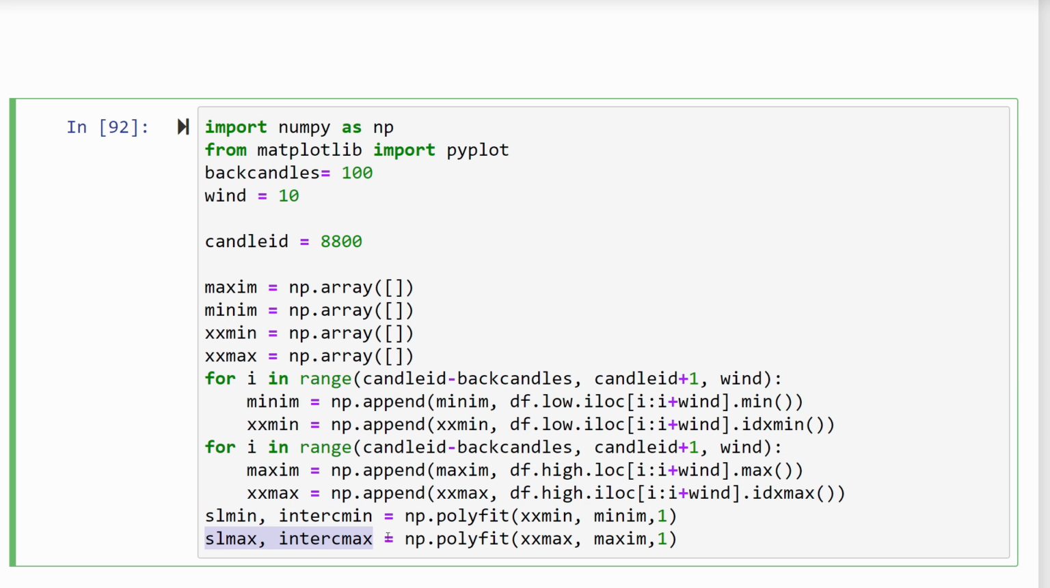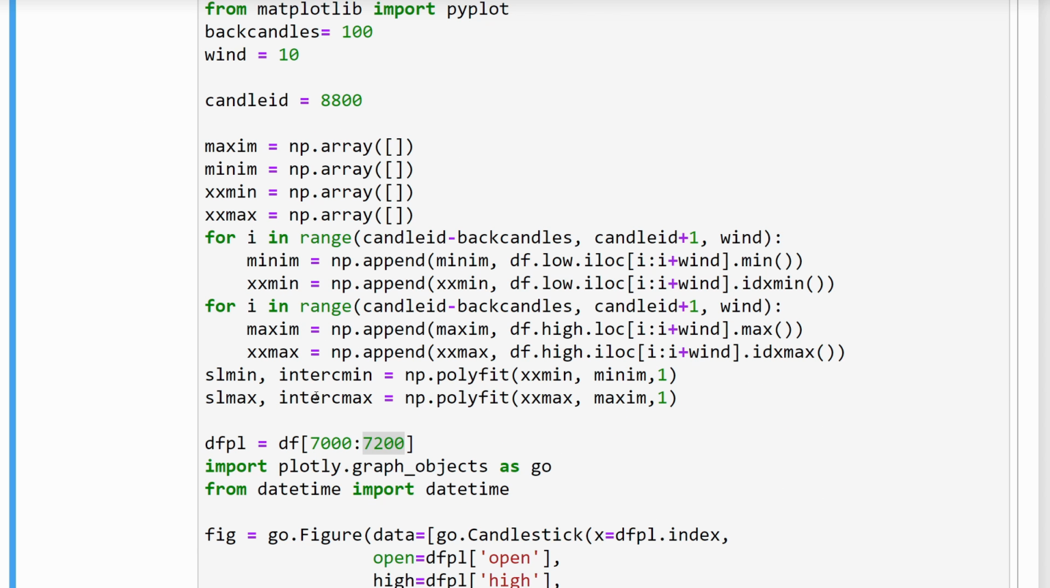Same thing for the maximas. We're using both arrays, xx max and the maxim. Same thing, we have a slope of first degree. We have a first degree polynomial fit, so it's going into a straight slope, and the results are stored into these two variables. Now we can try and plot these slopes to see how things are working.